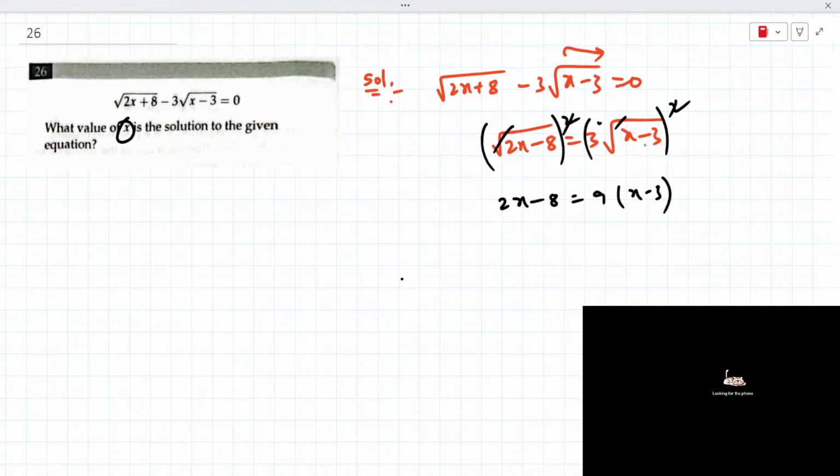So this is the main thing. You need not do the whole square in the first step itself. If you do, you have to expand, and it's going to be so much work.